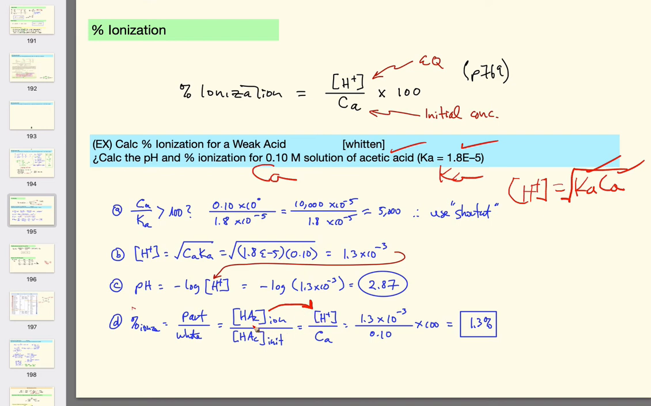It's ionized. Well, that's what it means. It formed the ions there. And so the ion that it formed is an H+. So H+ is the proxy for your percent ionization. That's the trick.